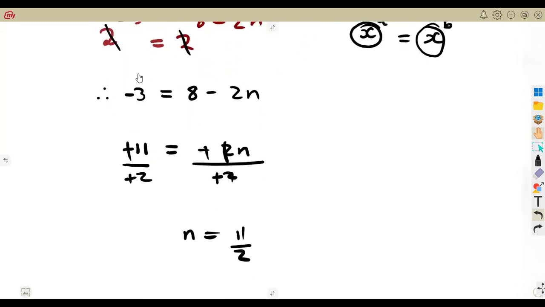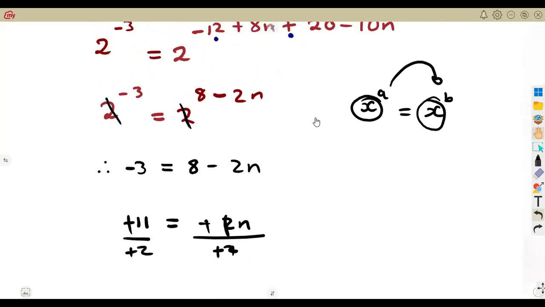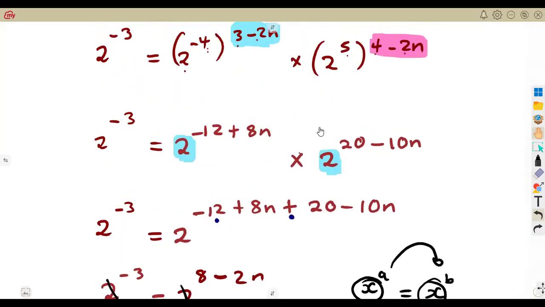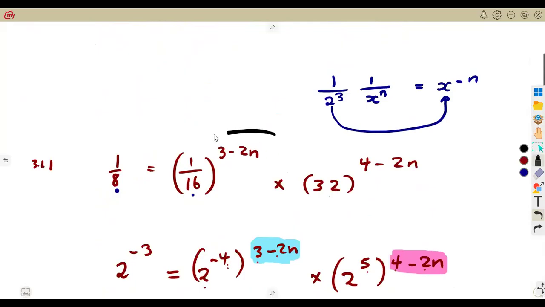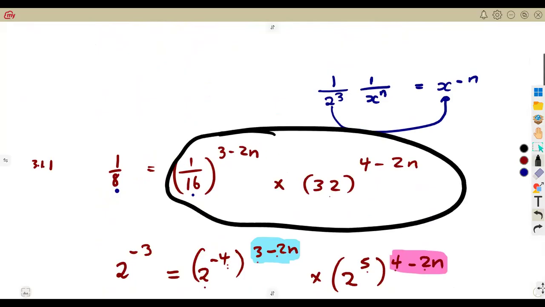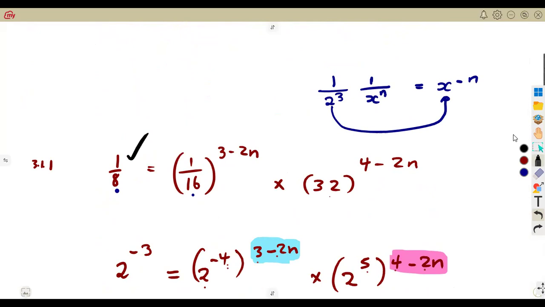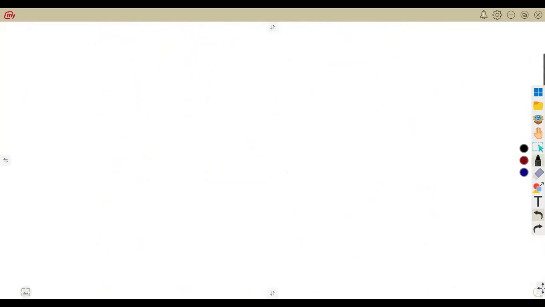Once the bases are the same, you equate the exponents. It's a new equation on its own. You formed a new equation on its own once you have that. So you can actually substitute the value of n that you obtain on the right-hand side. Simplify, you're going to get 1 over 8. If you do not get that, guys, then it means our n is wrong.